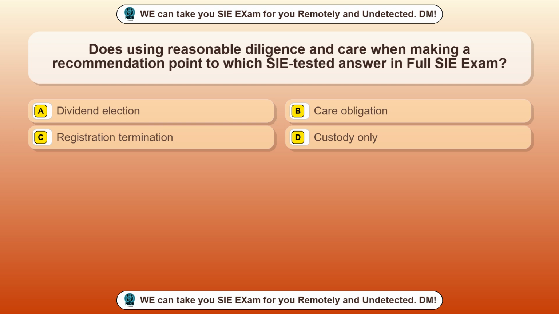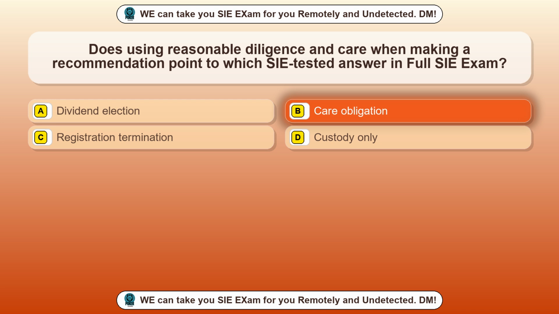Question 51. Does using reasonable diligence and care when making a recommendation point to which SIE tested answer in full SIE exam? Option A, dividend election. Option B, care obligation. Option C, registration termination. Option D, custody only.